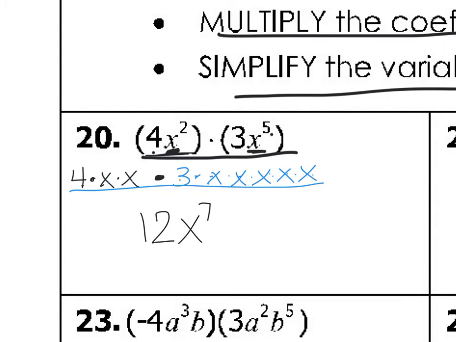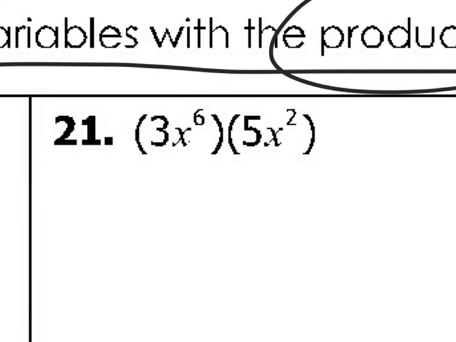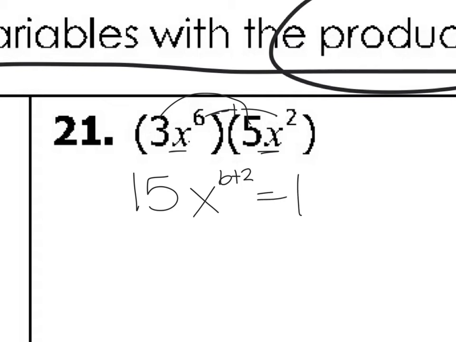I wanted you to see and understand why you're multiplying the coefficients. They have nothing to do with the exponents, so we're just multiplying the coefficients. So for this one, multiply your coefficients, that's 15, and then same base, right? So we're going to add our exponents. 6 plus 2. So it's 15x to the 8th.